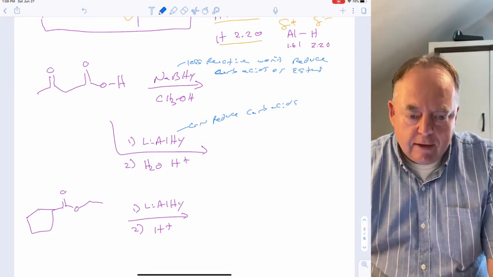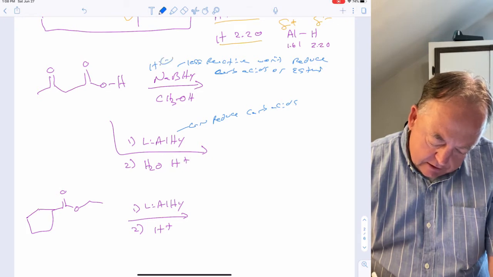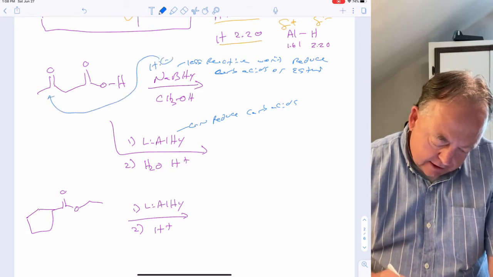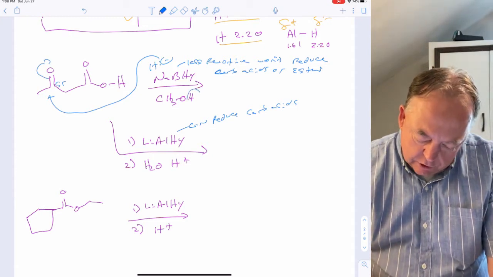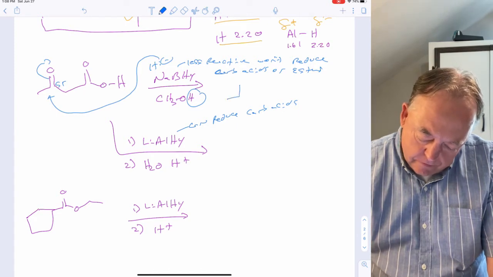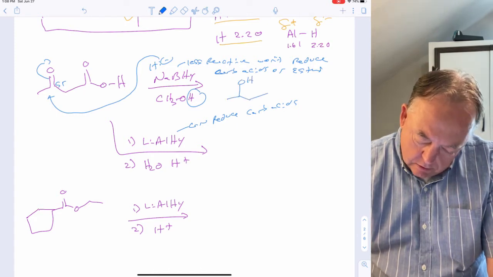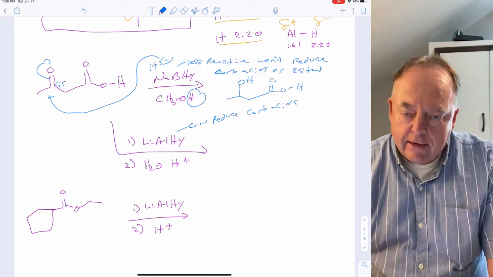But it will reduce aldehydes and ketones. So again, this is just a source of H minus. So H minus is going to attack that carbon since it's partial positive, and that's going to become an O minus, which is going to pick up a hydrogen from methanol in the second step. So with sodium borohydride, you would make that as your product.